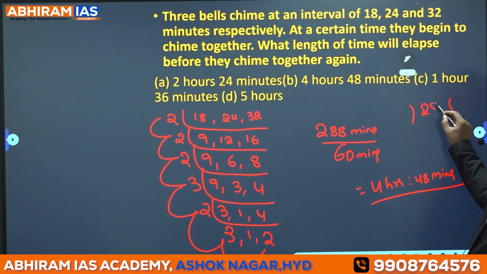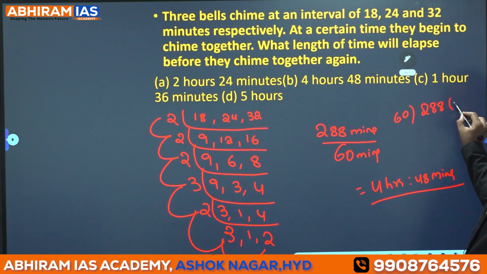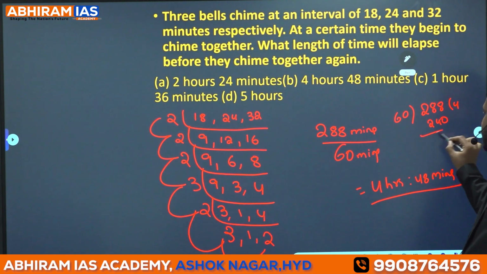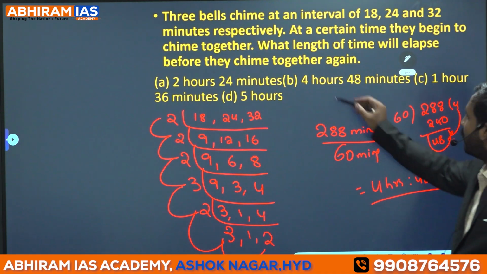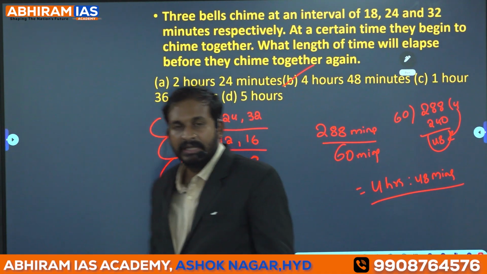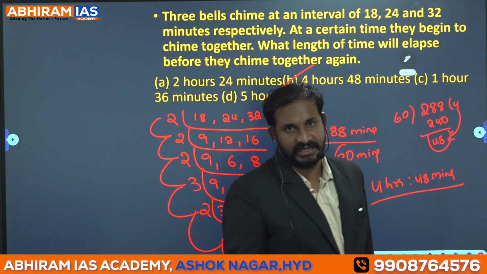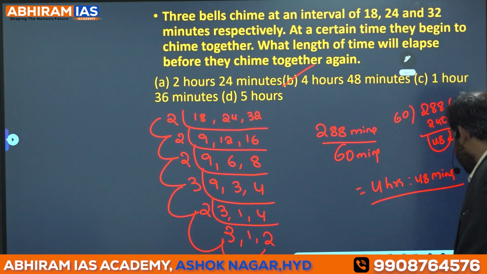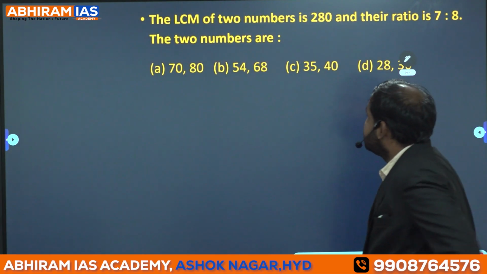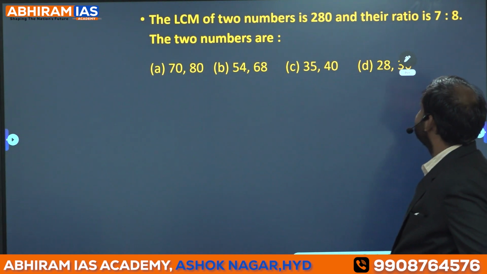This is the process, students. 6 4s are 240 and remainder is 48. So 4 hours 48 minutes. After 4 hours 48 minutes, they all will ring together once again. Understood? Right. Next one. The LCM of two numbers is 280 and the ratio is 7:8.